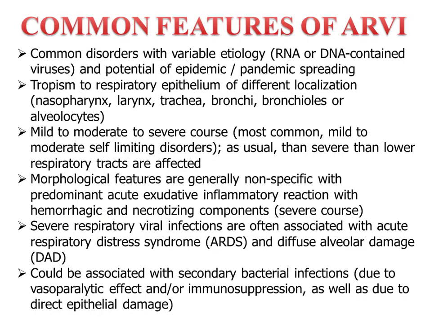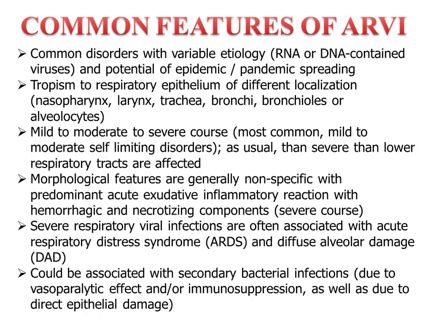And what about the common features of all the acute respiratory viral infections? These are common disorders with variable etiology. They could be RNA or DNA containing viruses with the potential of epidemic or even pandemic spreading. All those viruses have tropism to respiratory epithelium of different localization. That could be the nasopharynx, larynx, trachea, bronchi, bronchioles, or alveolocytes, meaning damage to the parenchyma of the lungs.